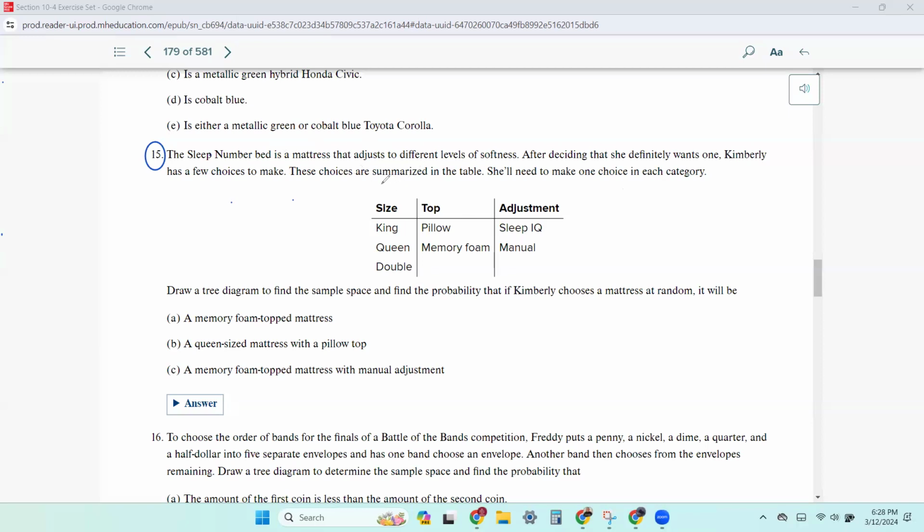So this is the last time we're going to be able to see things written out. But there's three sizes, two tops, and two adjustments. So this is 3 times 2 is 6 times 2 is equal to 12. All right. So I'm going to have a little bit of time getting that in here, all 12 of them. But let's see if we can do it real quick.